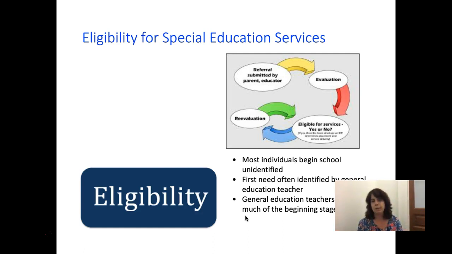So referrals can work in many different ways. A lot of times, a parent can request an evaluation. A general education teacher can see something in the classroom and can request that a student be evaluated. So there are many different ways. The thing to note is that most individuals begin school unidentified. So oftentimes the first need is identified by the general education teacher, and general education teachers are supporting much of the beginning stages.